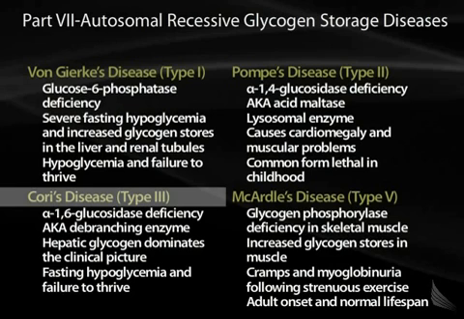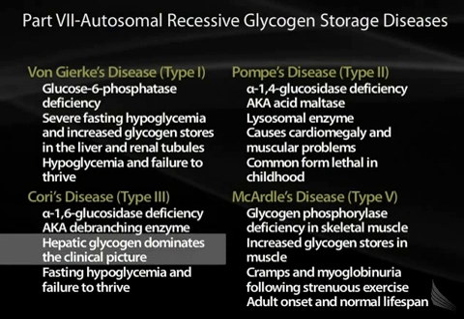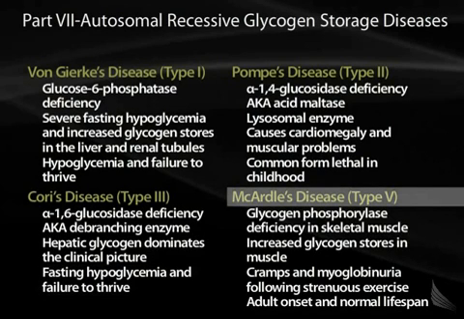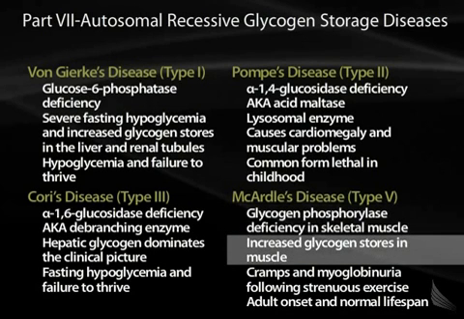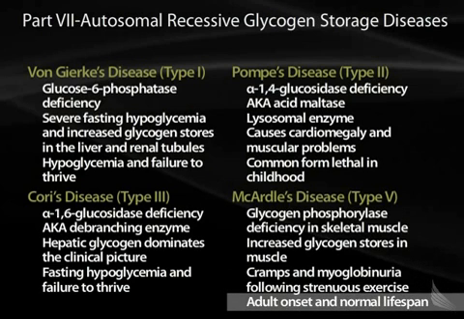Cori's disease, or type 3 glycogen storage disease, is also a glucosidase deficiency, but this one is alpha-1,6-glucosidase deficiency. It's also known as a debranching enzyme. Here we see hepatic glycogen dominating the clinical picture, and similar to von Gierke's, fasting hypoglycemia and failure to thrive. McArdle's disease, or type 5, is a deficiency in glycogen phosphorylase in skeletal muscle, which leads to increased glycogen stores within this muscle. What you see in people with McArdle's disease is cramps and myoglobinuria following strenuous exercise. It usually has an adult onset, and people with this disease have a normal lifespan.